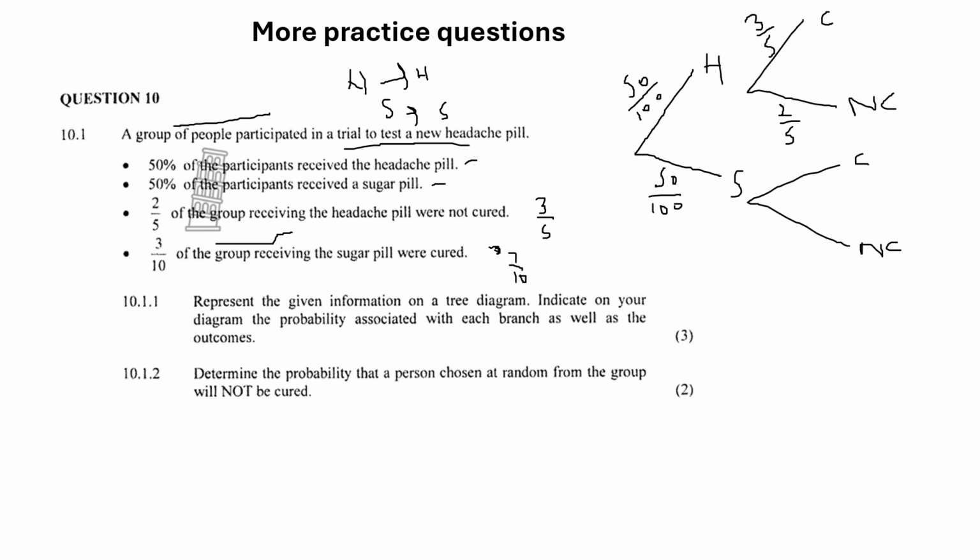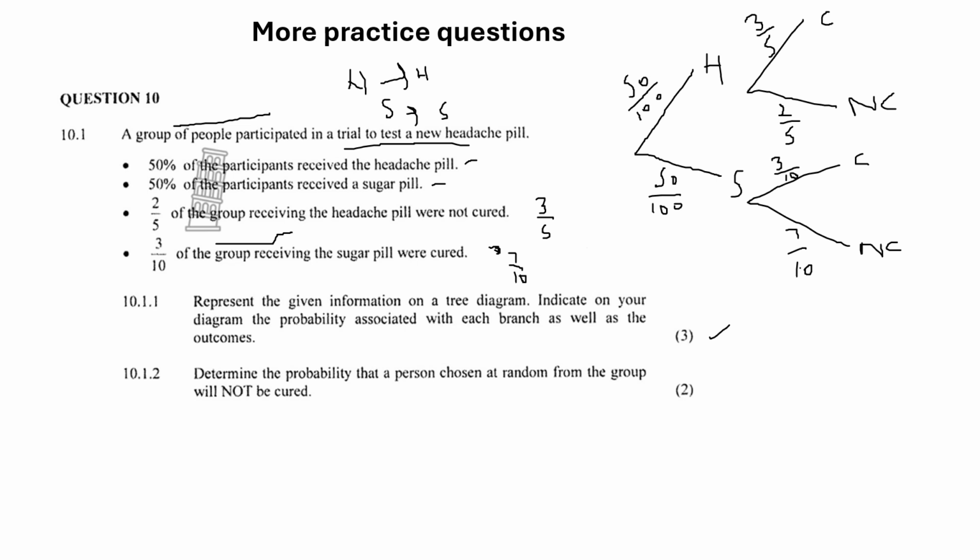And then we're being told for the ones on the sugar pill that 3 over 10 are cured. So for sugar, cured is here, 3 over 10, meaning 7 over 10 will not be cured. And that will be that. That will be full marks, 3 marks, because you've put all the information as was requested of us. That will give you 3 marks for this first question.